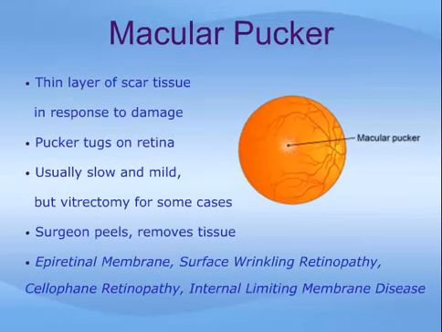A macular pucker is a thin layer of scar tissue on the surface of the retina that forms in response to retinal damage. The pucker pulls on the retina and distorts vision, which in most cases is slow and mild. For more severe cases, though, a vitrectomy is required, after which the surgeon can access the retina and gently peel and remove the scar tissue from its surface. Macular pucker is also known as epiretinal membrane, surface wrinkling retinopathy, cellophane retinopathy, or internal limiting membrane disease.